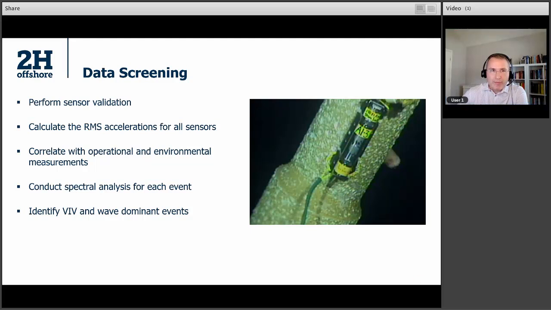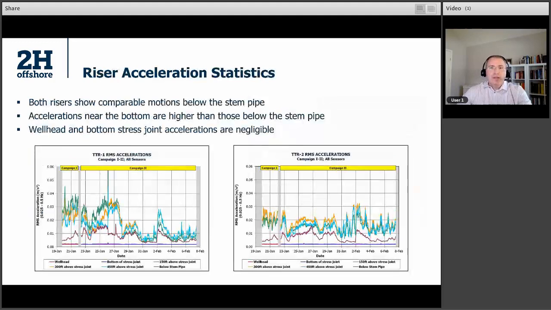Okay, so here we look at some statistics. We calculated the root mean square accelerations and plotted through the monitoring campaign for all sensors. TTR1 data is shown on the left and TTR2 data is shown on the right. When we look at this data, we see that both risers, TTR1 and TTR2, show comparable motions below the stem pipe, which is represented by this brown color here.